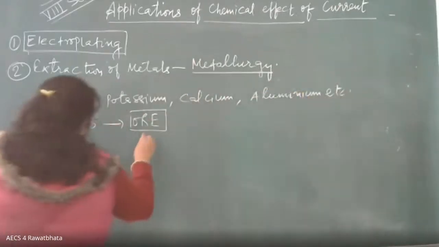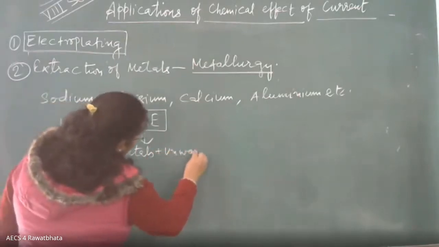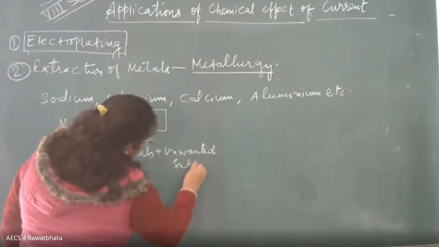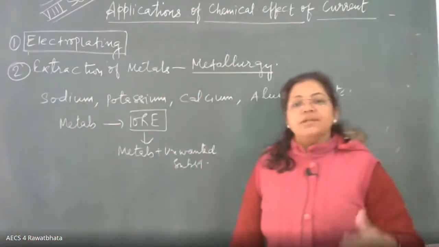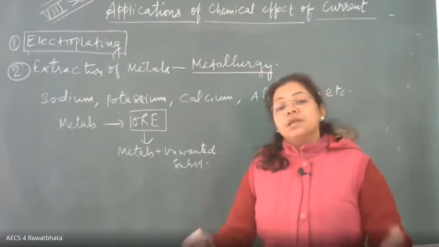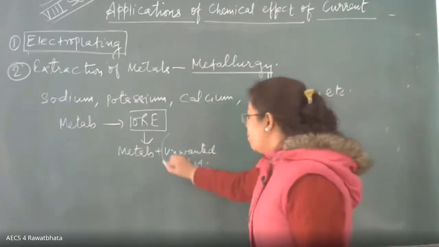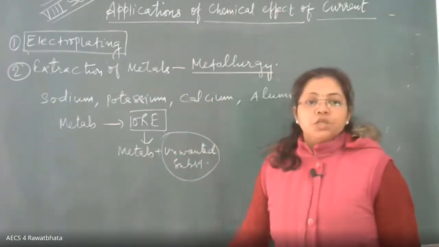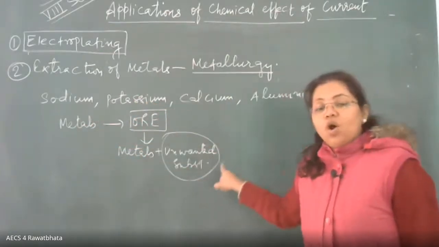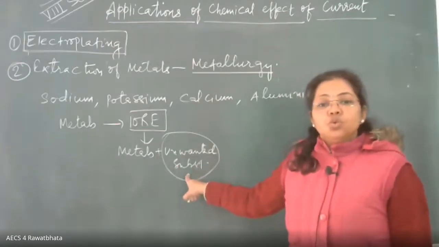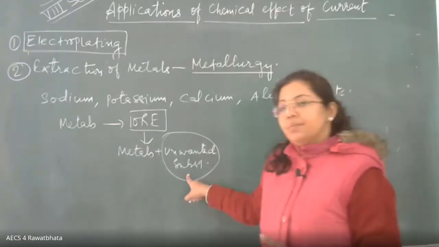So we say that ore, for you I am simplifying, is metals plus unwanted substances, right? And what are these unwanted substances? What are their categories? How do we remove them? That we will all learn together in 10th standard. Okay, so these unwanted things we have to remove. For metals like sodium, potassium, calcium, this removal of unwanted substances we do with the help of the chemical effect of current. For example, एक example अभी मैं आपको बताऊंगी.